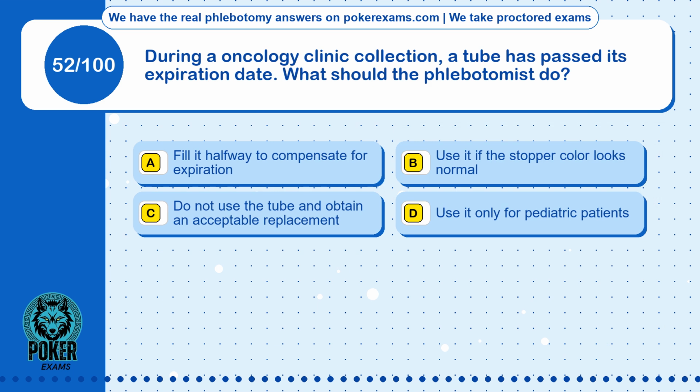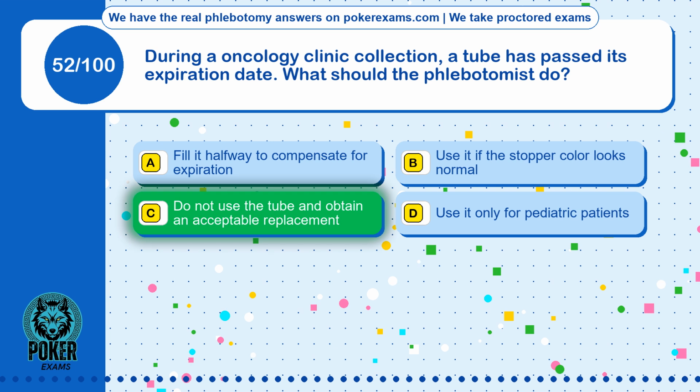Question 52. During an oncology clinic collection, a tube has passed its expiration date. What should the phlebotomist do? Option A. Fill it halfway to compensate for expiration. Option B. Use it if the stopper color looks normal. Option C. Do not use the tube and obtain an acceptable replacement. Option D. Use it only for pediatric patients.